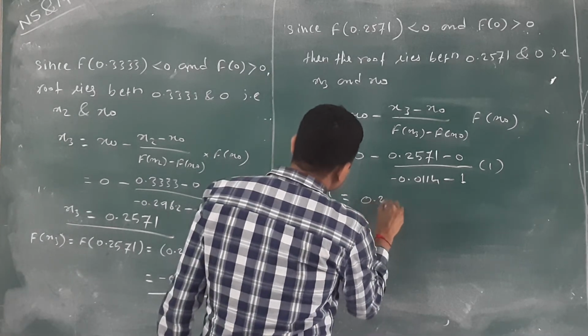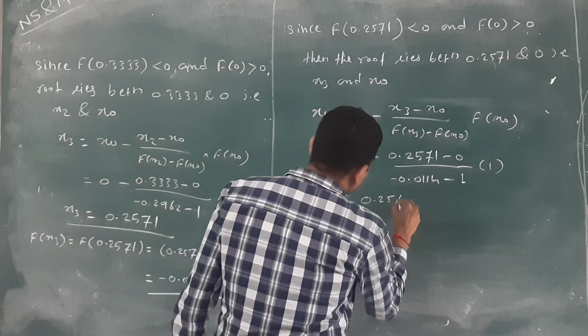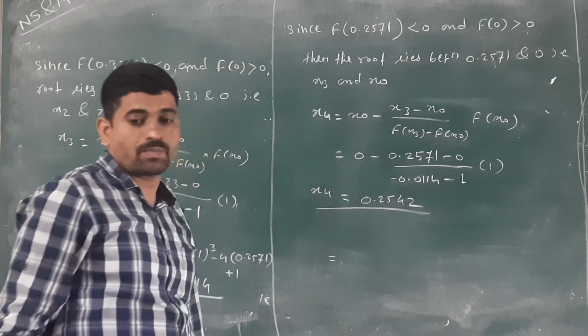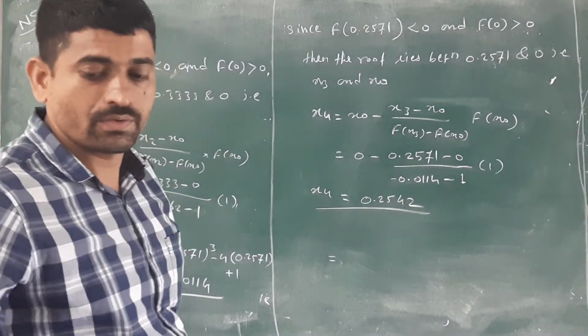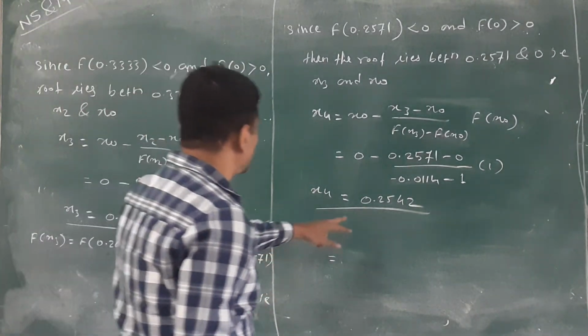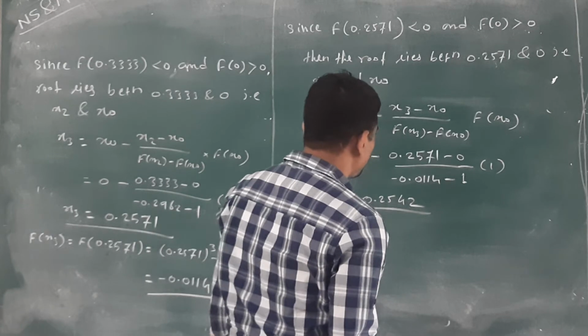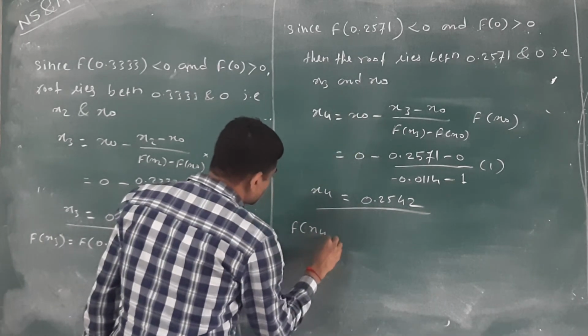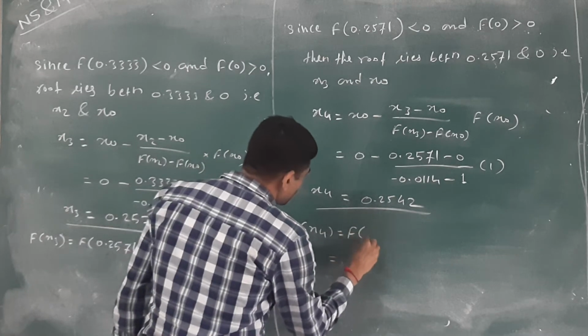When you calculate this one, you will get 0.2542. Okay, this value you will get. All of you getting that value? You will get 0.2542 for x4. Then you have to check whether f of x4 is positive or negative.